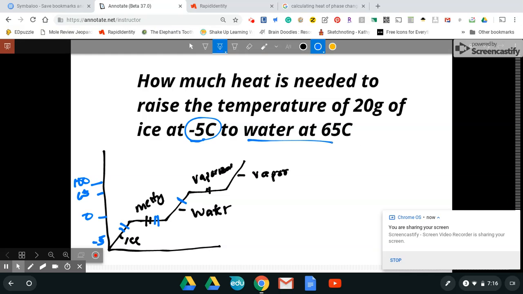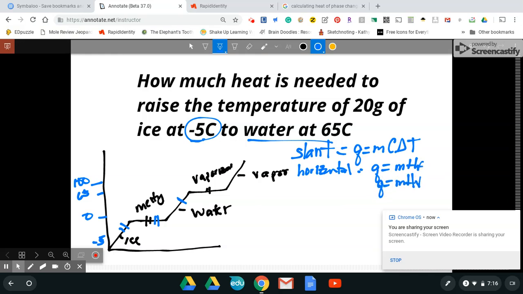All right. So when I look at the equations that I'm going to do, remember, if I'm on a slant, anytime there's a slant, you use Q equals mc delta T. Anytime that there is a horizontal line, you do Q equals either m Hf or Q equals m Hv. This is always the bottom horizontal line. This is always the top, okay, top, and this is always the bottom.